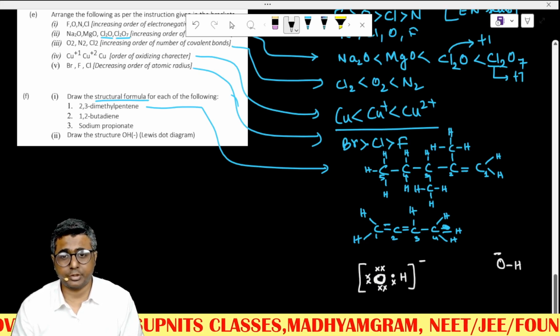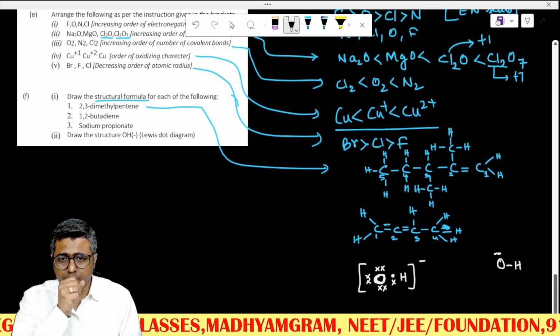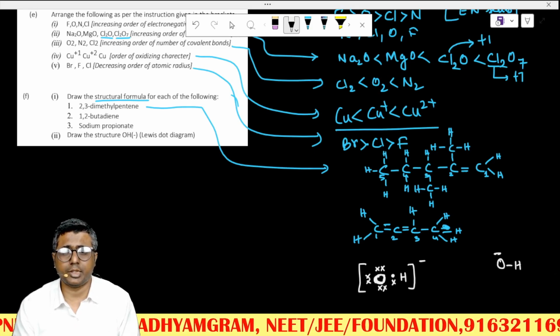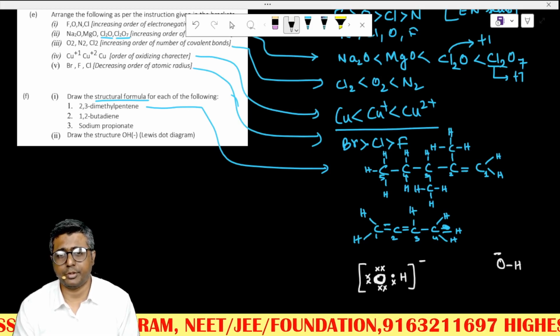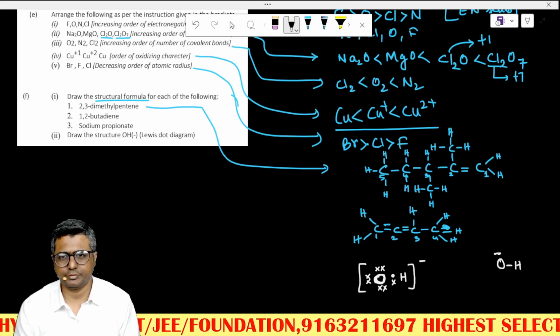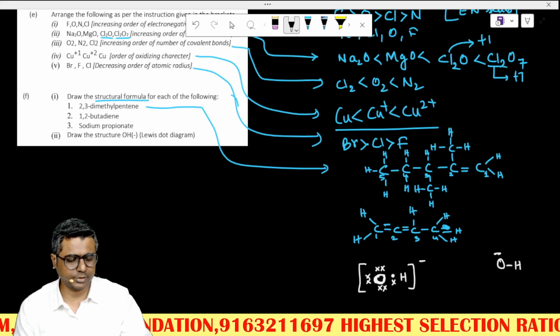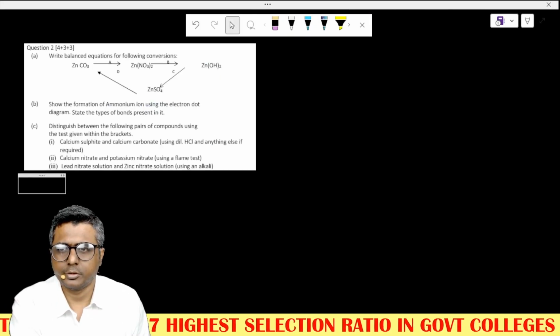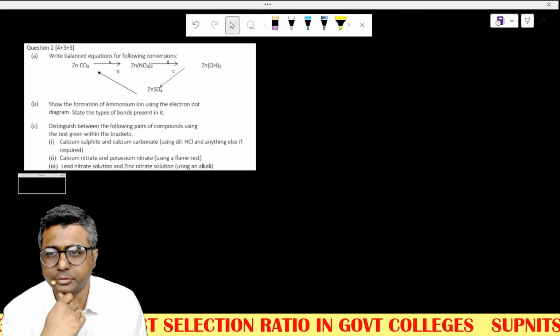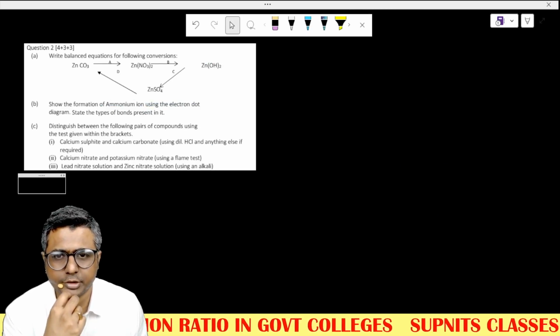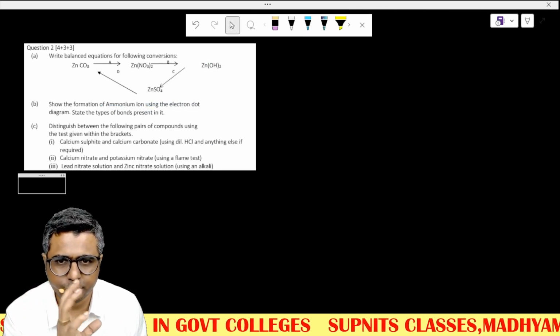With that we finish our total section 1, and we will be going for our section 2 straight away. Right? Okay. So let us go for section 2. So our first question in section 2, write balanced equation for the following conversion. So this question was given from the preparation of salts part.